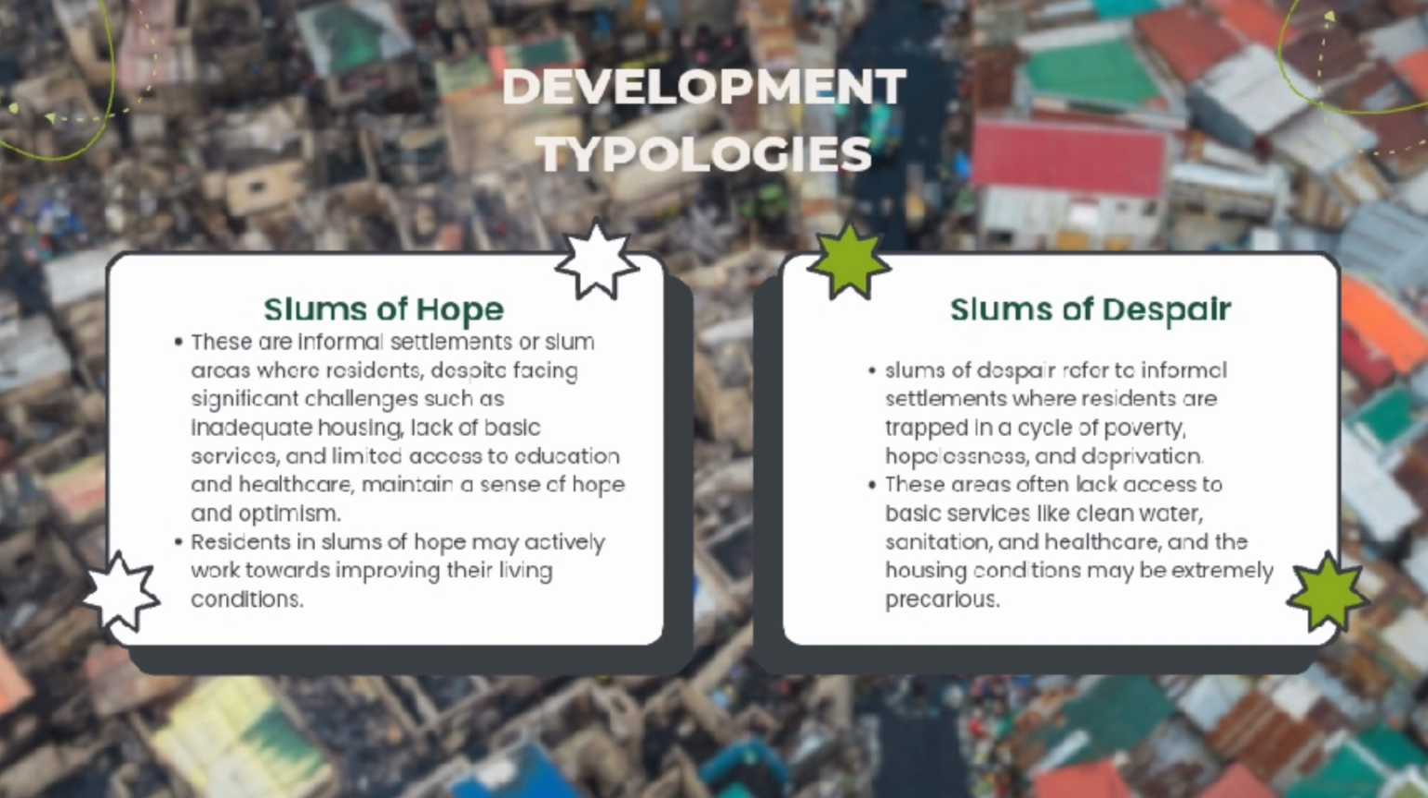And second is slums of despair. So, this is extreme poverty, poor living conditions, lack of basic services and a sense of hopelessness among its residents. So, there may be little to no infrastructure development or opportunities for residents to escape poverty.